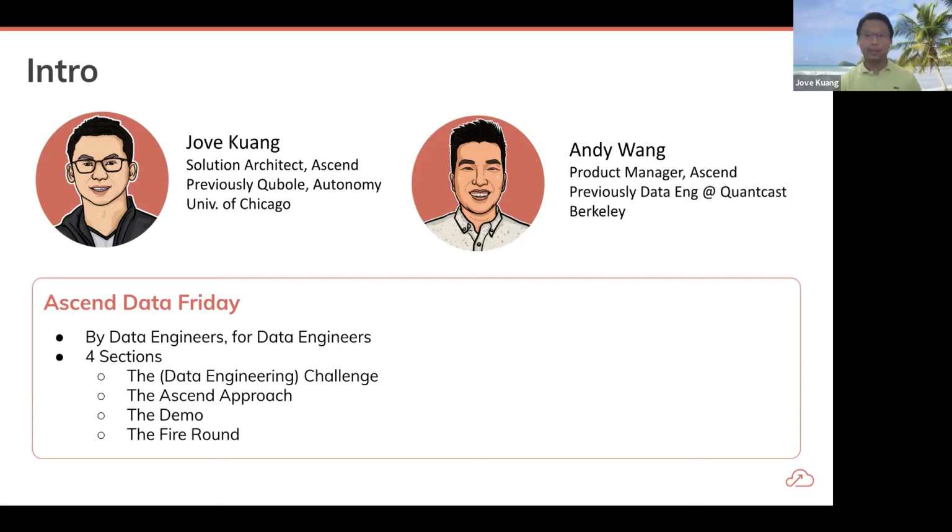Awesome. So just to give you folks a little bit more context, if you're joining us for the first time, the Ascend Data Friday is a webinar series by data engineers for data engineers. There will be 4 sections in the next 30 minutes. We're going to pick a data engineering challenge and go through it. Then we're going to talk about the Ascend approach. We're also going to do a live demo just to show this in action. The last part is the fire round. We are looking forward to questions from all of the participants we have on the call. So without further ado, let's get started.